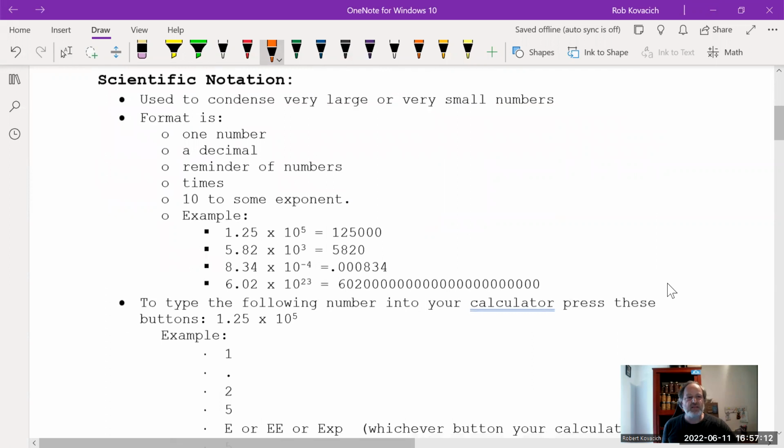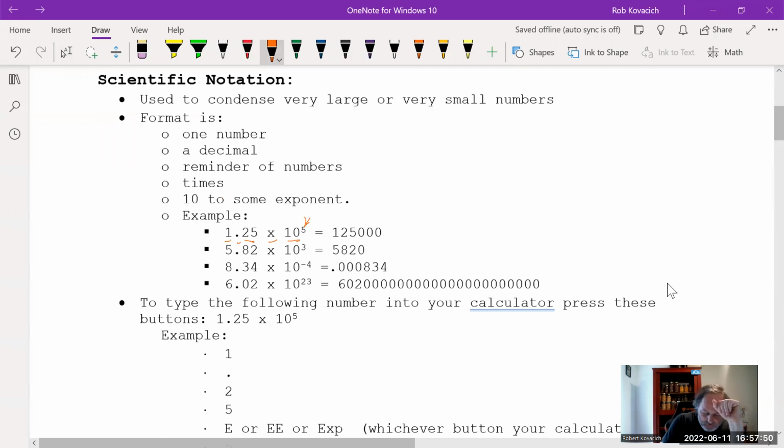So scientific notation is a way to write a number. Usually it's because the number is really big or really small, but there are other reasons to write it in scientific notation. There's another term called engineering notation, and it's a teeny bit different, but scientific notation is what we're going to use. You write the first number, a decimal place, all the rest of the numbers, then the multiplication sign, then 10, and then an exponent.